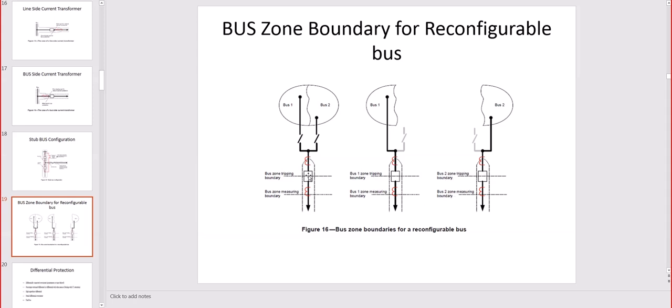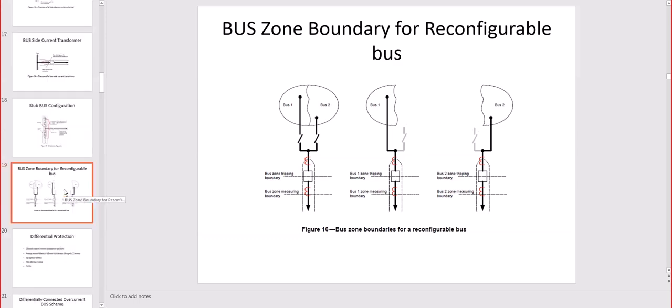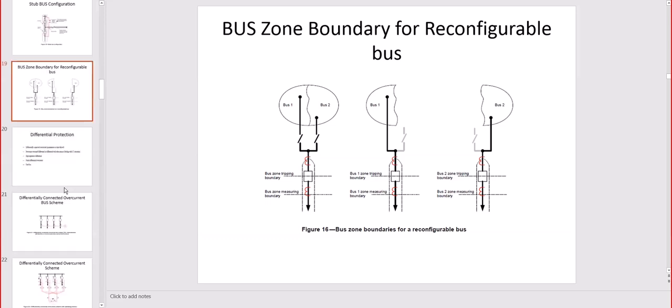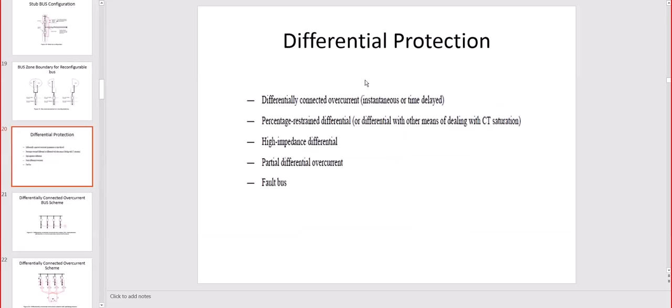So it's commented on the bottom: bus 1 zone tripping boundary, bus 1 zone measuring. In this case zone 1 is dynamic and is changing with the switch closing 1 or 2, and this should be reflected in the relay logic. Different protection schemes: differential connection, overcurrent instantaneous and time delay, percentage differential, high impedance differential, partial differential, and fault bus.